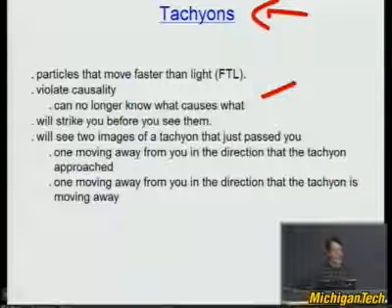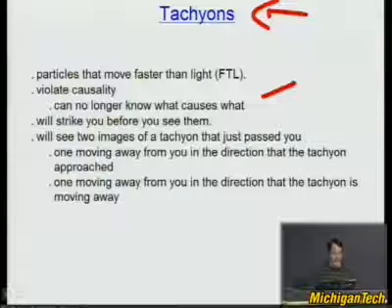As was done with the scissors paradox in special relativity, however, you might see two images of a tachyon that just passed you, one moving away from you in the direction of the tachyon's approach, and one moving away from you in the direction the tachyon is moving away. So you can see two images of the same thing. So tachyons are strange things. Again, we don't have first-hand knowledge these things exist. Many people think they don't exist, but they're fun to think about.